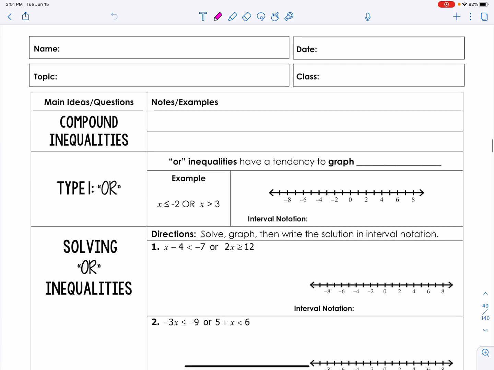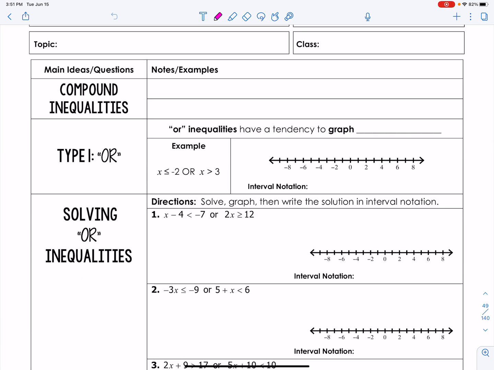We're going on to compound inequalities. You have two types of compound inequalities. This is when you have an "and", that is when both quantities work. And you have an "or", and that's when the graph is on the outside. It's just one or the other.